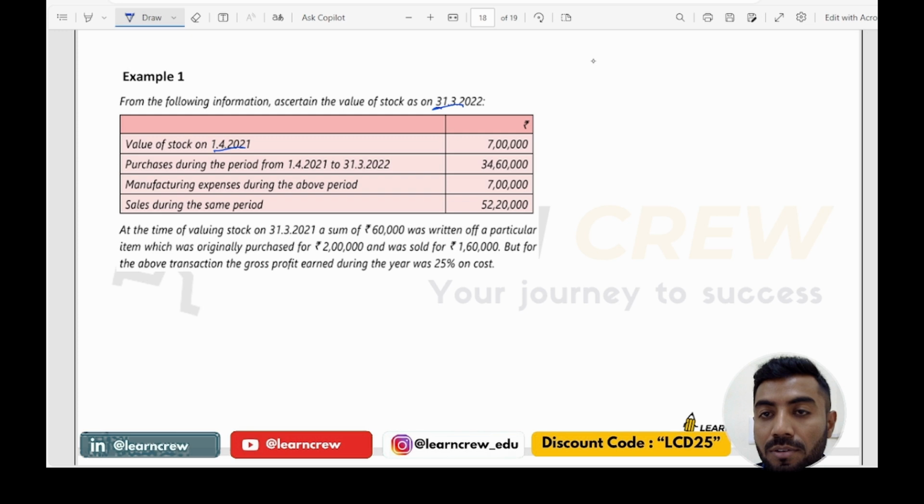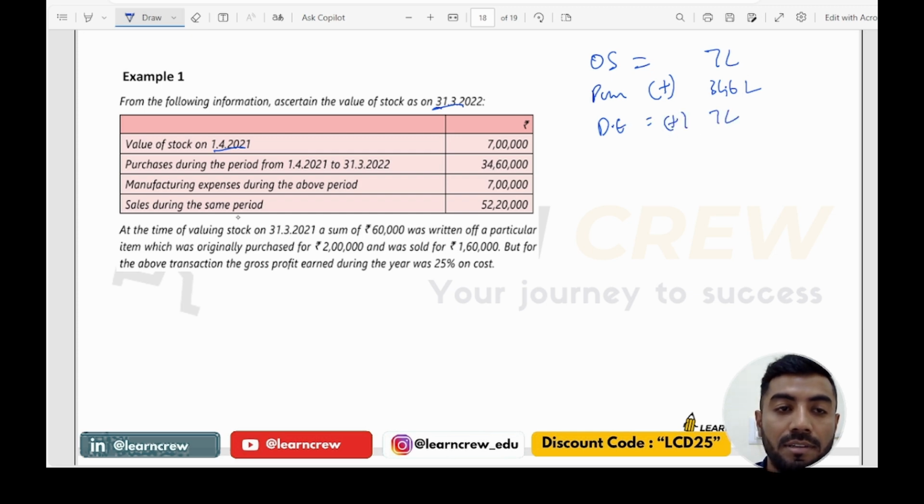Opening stock is equal to 7 lakhs. Purchases during the period are given, that is 34.6 lakhs. Then manufacturing expenses. Manufacturing expenses are to be taken in the trading account, but trading expenses are to be taken in the P&L account. I hope you know that. So this is nothing but direct expenses. That is to be added again.